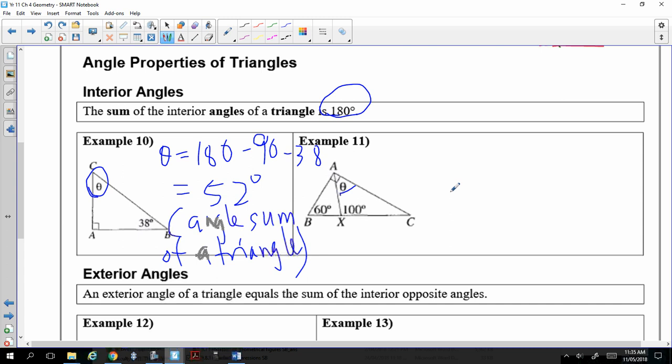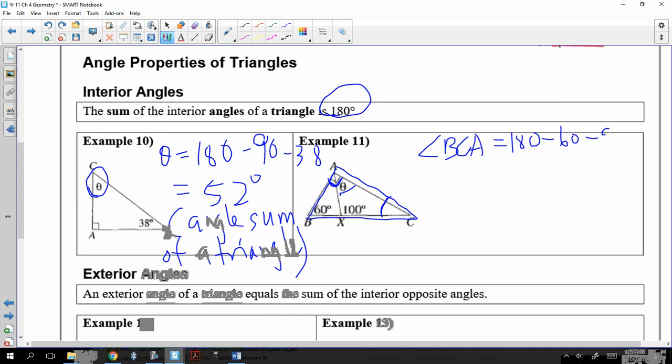BCA. Now, to work out BCA, can you see in this right angle triangle, this is the right angle there, right? So you can work out C. So you say angle BCA equals 180 minus 60 minus 90. Can everyone see that? This is just equal to 30. And give a reason, label 30 on the diagram.